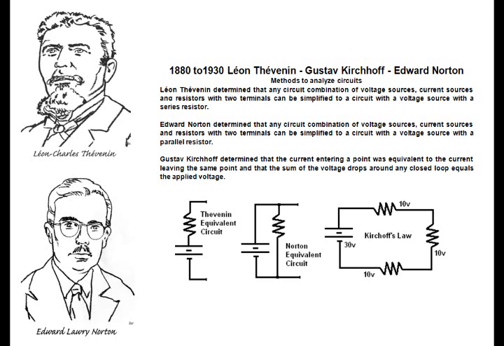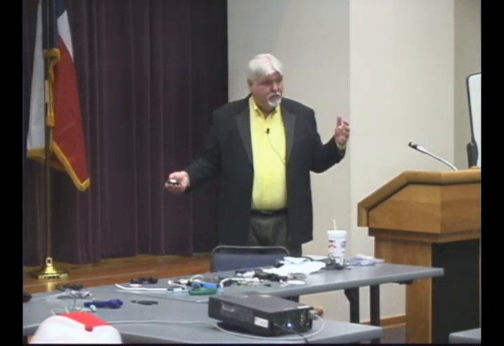Kirchhoff said he determined that the current entering a point was equivalent to the current leaving a point. Well, that seems pretty obvious. If I have a wire, current going in is equivalent to current coming out, unless it can divide up. He said also that the sum of the voltage drops around any closed loop always equals the applied voltage. So let's just say I got a 30-volt battery here, and each one of these resistors is dropping 10 volts. And since this is a series circuit, that's 10 plus 10 plus 10, making 30. So if I take 30 and subtract it from 30, it's equal to 0. Or if I have 30, it's equivalent to the supply.